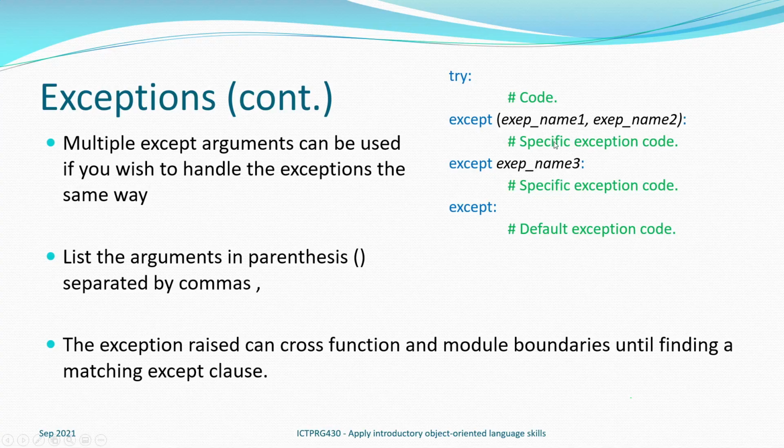So if you want specific error types to be handled with the same code, the same statements, then you can list them one after the other inside parentheses, separated by commas. And that means if it matches any one of these exception types, those statements will be executed. It doesn't have to match all of them, it's just got to match one of the names.